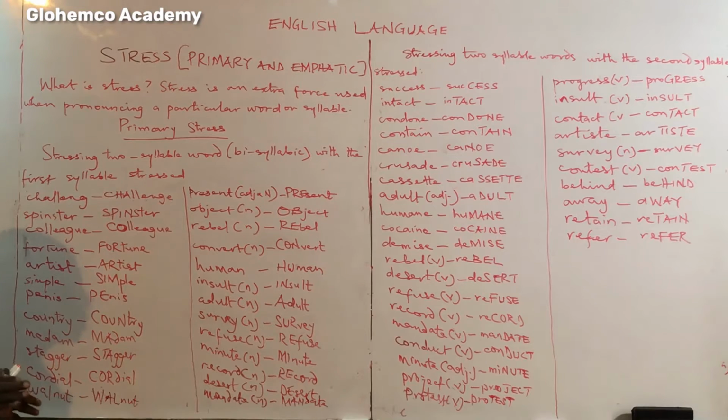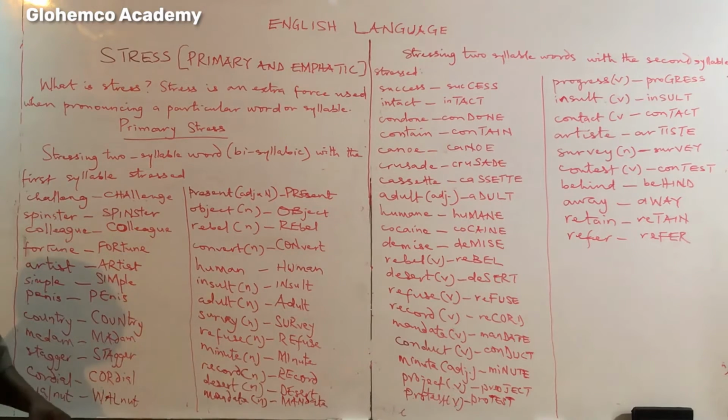Now, there are some languages that do not have something like that. Yoruba doesn't have anything like that. What Yoruba has is a tone. That's why people say Yoruba language is a tonal language, but English language is a stressed language. Let me take that again. Yoruba language is a tonal language, but English language is a stressed language.